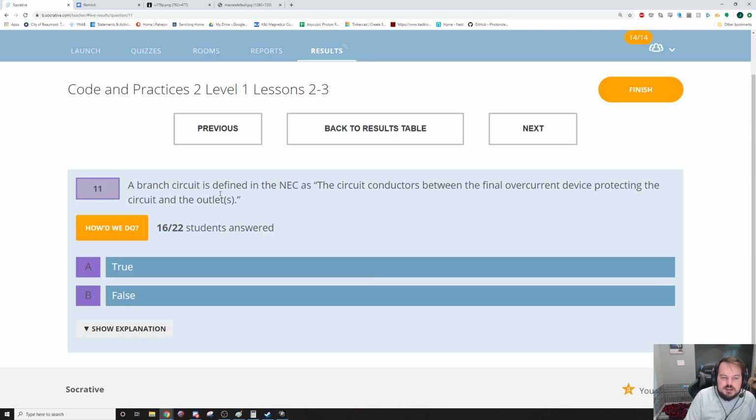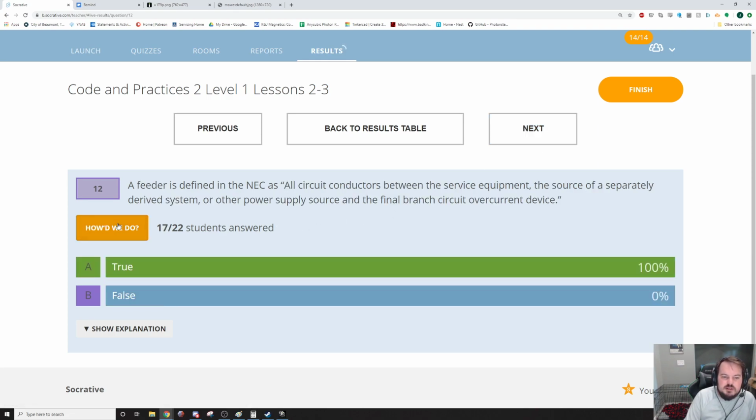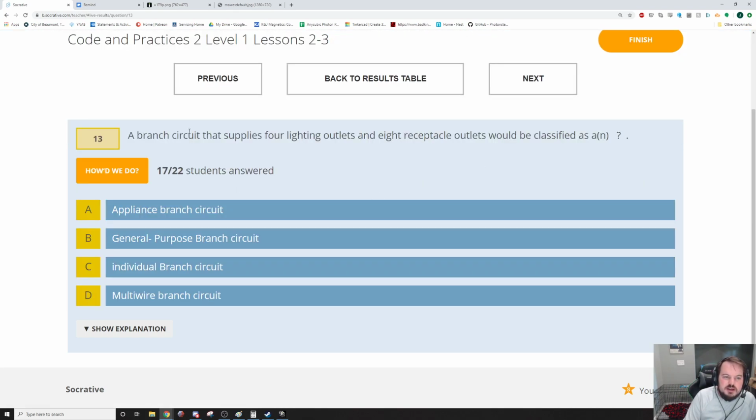Branch circuit is defined in the NEC as the circuit conductors between the final overcurrent device protecting the circuit and the outlets. Yes, that is the definition of branch circuit. That will be in Article 100. We are getting into Lesson 3 stuff now. Also, definitions. This applies for, again, definitions. You'll look up all 4 of these and see which one applies.